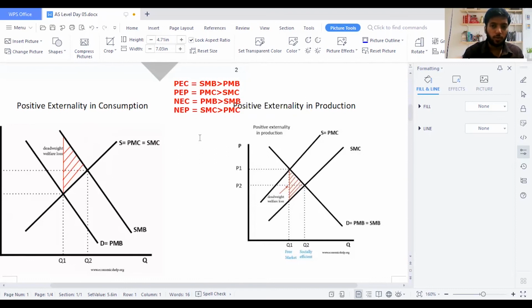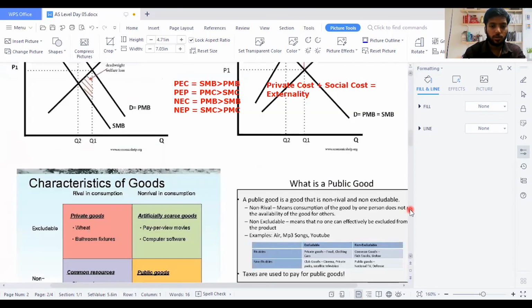Now I have one more formula to teach. When you have your private cost and your social cost, these two together are creating what? It's creating externality. So these two can create externality. That's how it actually works. So please take this down in your short notes.